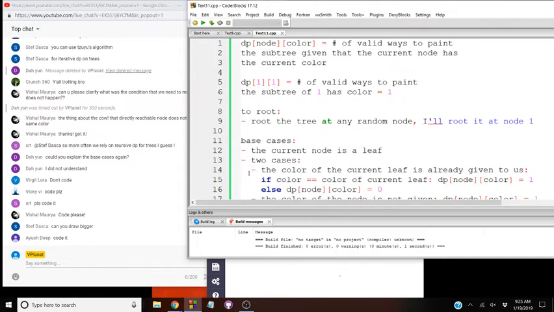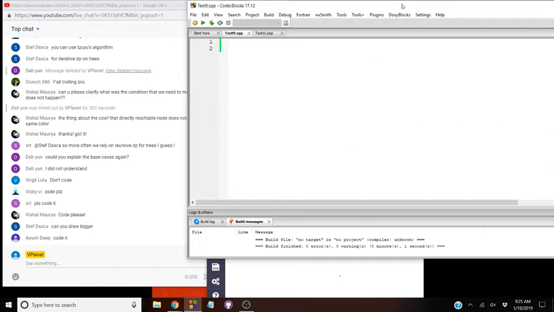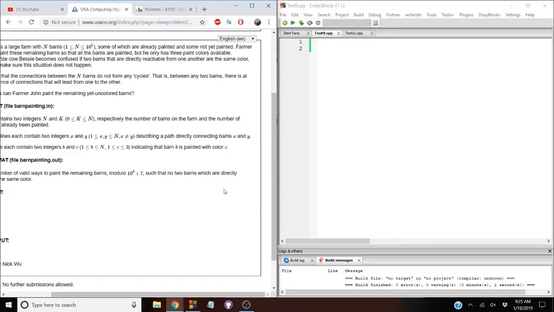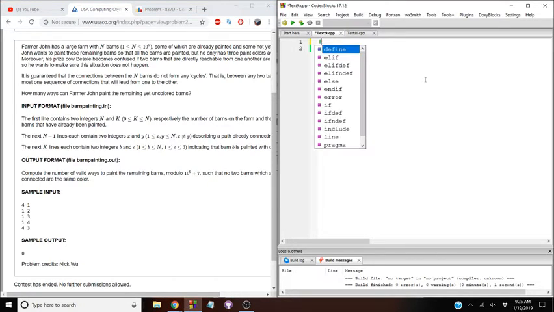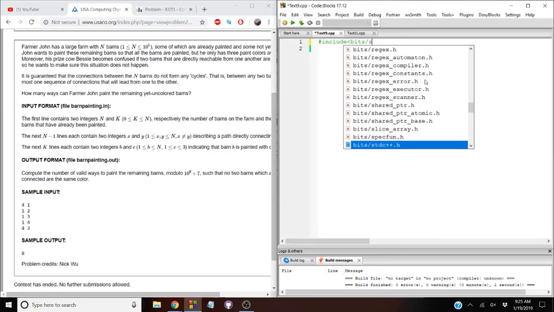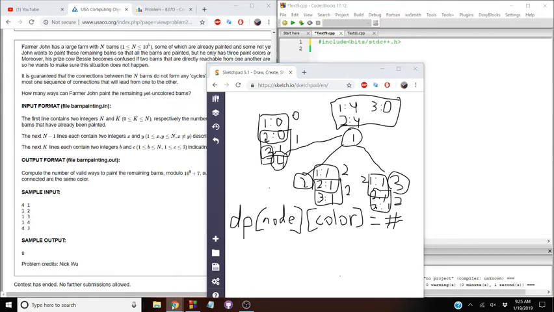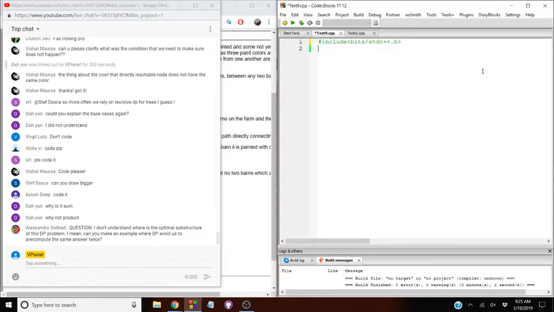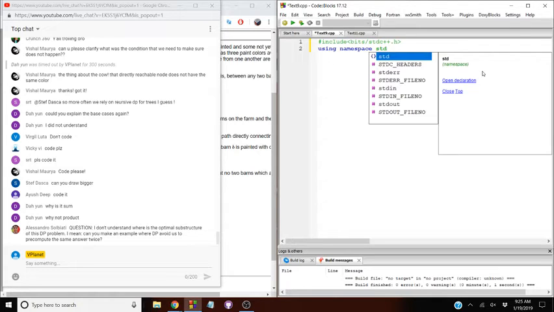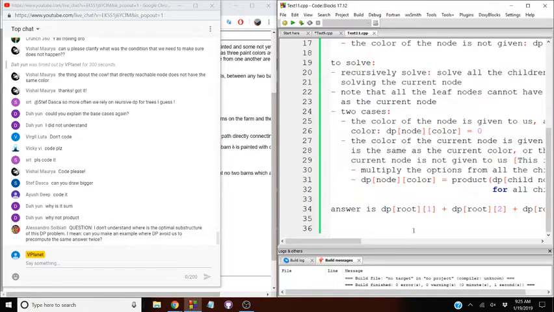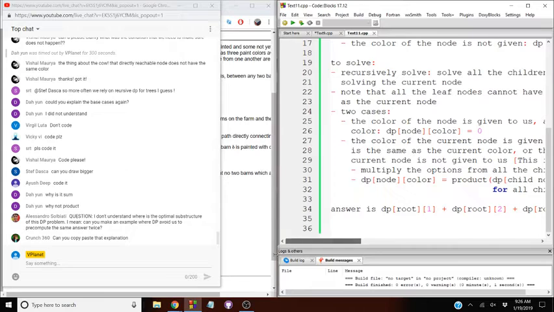Alright, I'll code this. Should I talk through it while I'm coding it to make it slower, or should I just code it? Let's see. Okay, so we take the sum because it's possible for the root to be 1, 2, or 3, not all of it.